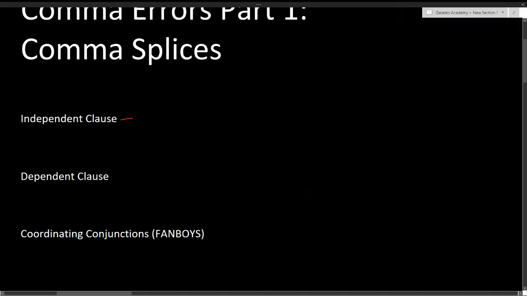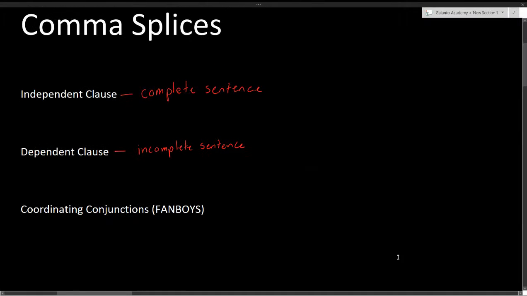So just as a review, an independent clause is a clause, a group of words in a sentence that on their own could be a complete sentence. A dependent clause would be an incomplete sentence. It would depend on another independent clause being in the sentence, able to hold it up and make sure it's grammatically correct. We'll go over those in just a moment.